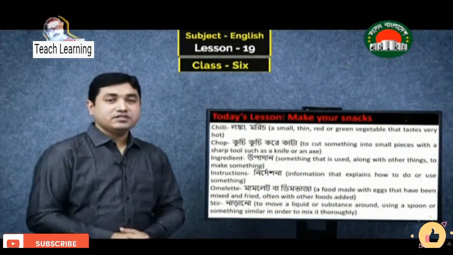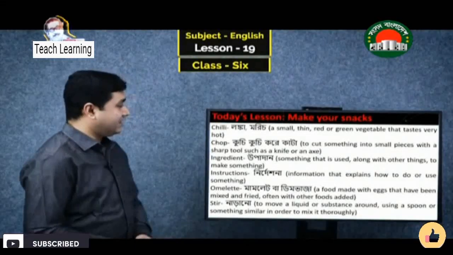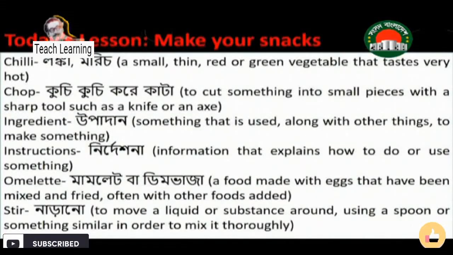Let us learn some words from this lesson. Chili. It means a small, thin, red or green vegetable that tastes very hot. Chop. It means to cut something into small pieces with a sharp tool such as a knife or axe. Ingredient. It means something that is used along with other things to make something. Instructions. It means information that explains how to do or use something.